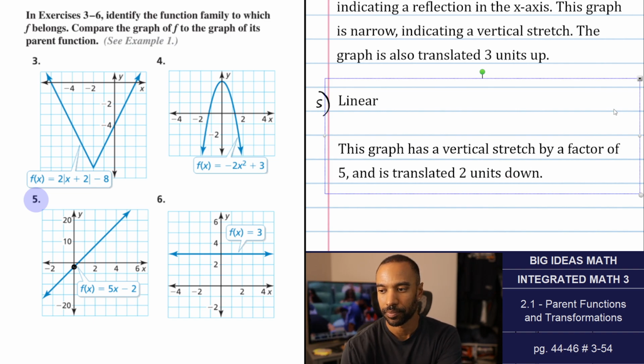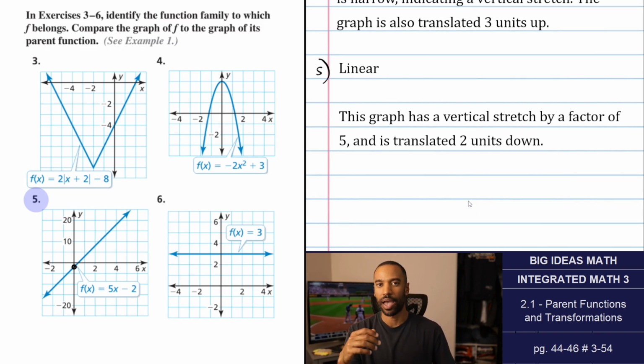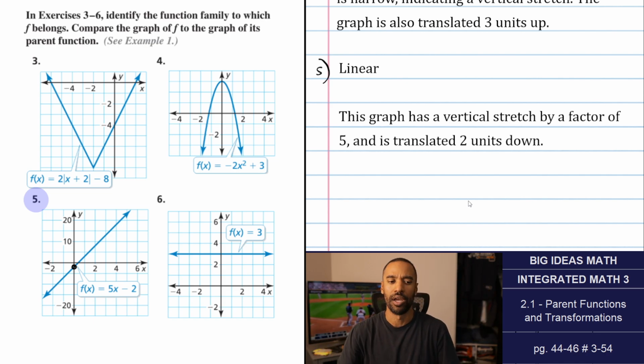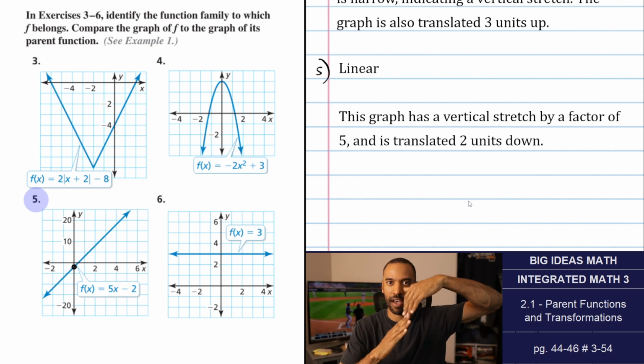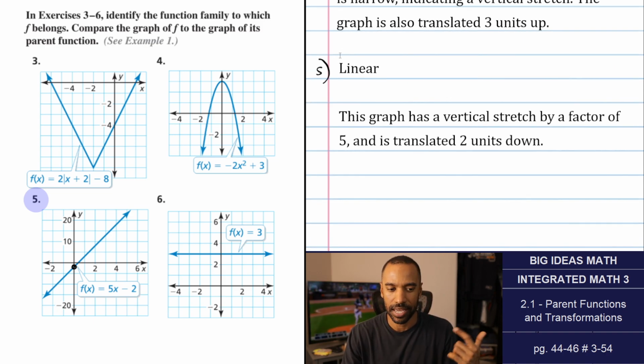See, the y-intercept may be 0, negative 2, but it was compared to 0, 0. So this point was translated 2 units down. Every point's translated 2 units down. That's what you have to remember. The whole graph moves down. The whole graph is 5 times taller than it was. But those are the two things that it compares to.